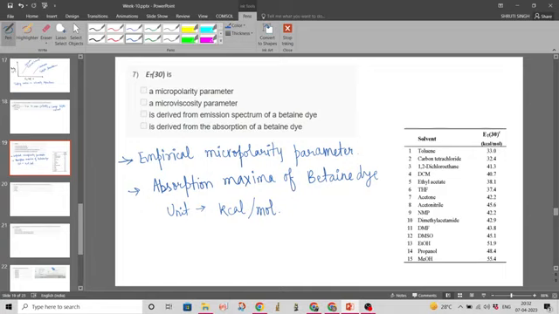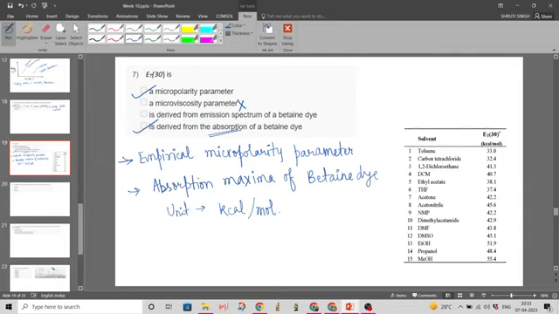So, the answer to this question: it's not a viscosity parameter, it is a polarity parameter, and it is derived from the absorption, not the emission, of the betaine dye. So for this, A and D is the correct option. And here I have kept some solvents and their ET30 values. Since it is polarity dependent, a solvent which is highly polar will have a higher ET30 value.